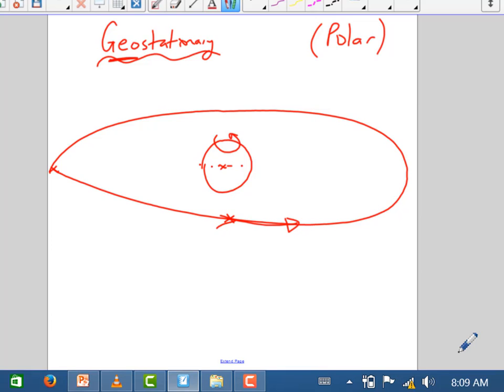So what sort of properties does it have based on that? Properties of this that you need to be aware of. One, we can say it's got a period of about 24 hours, same as the Earth's rotation period. It also needs to stay above the equator.